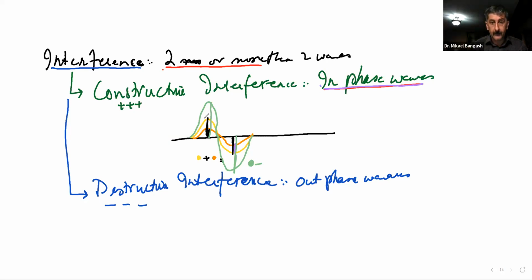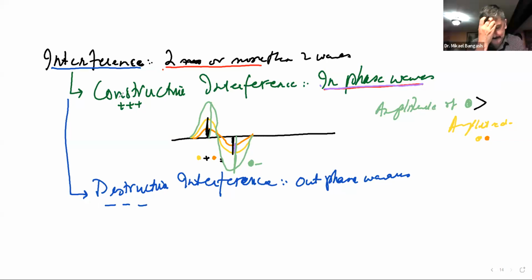Clear? So we can say that the amplitude of the green wave is going to be greater than the amplitude of either the orange or the yellow wave. Practically, it's going to be the sum of the two, and that's why we call it constructive interference. Did that make sense?